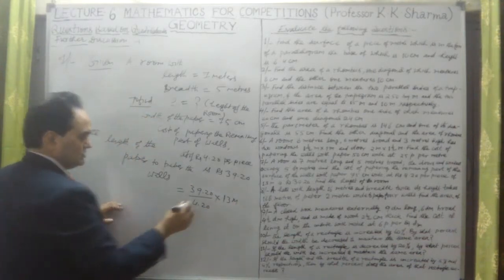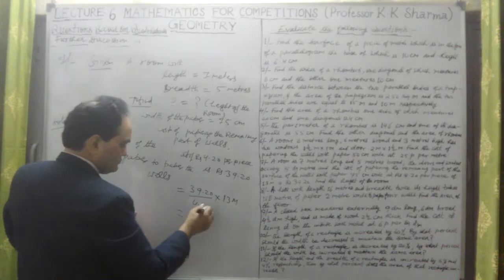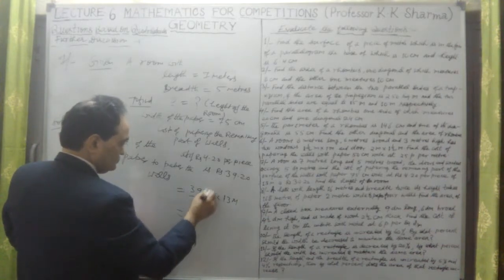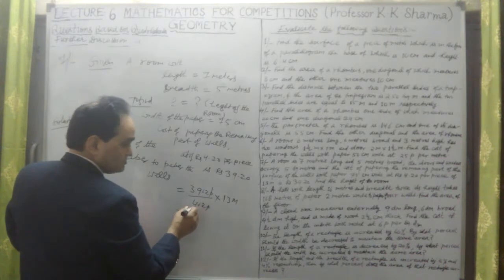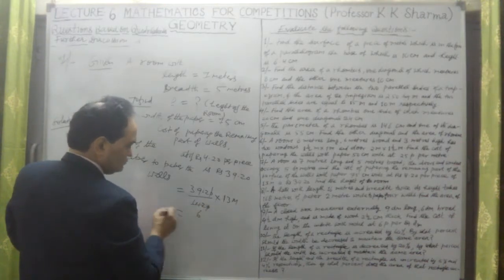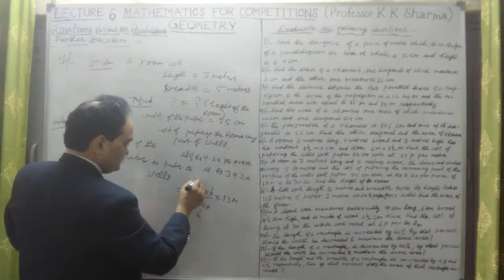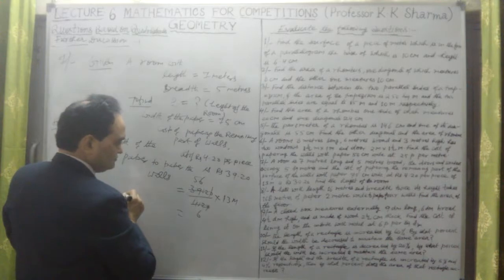So this is the total length. How many meters length is there? The point cancels out, the 0 cancels out. This is 42. So if I cancel out this by 7, 7 6 is 42. 7 5 is 35, 4 42. 7 6 is 42.